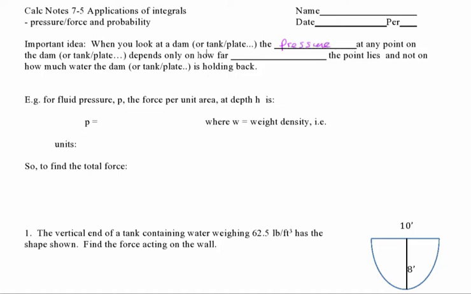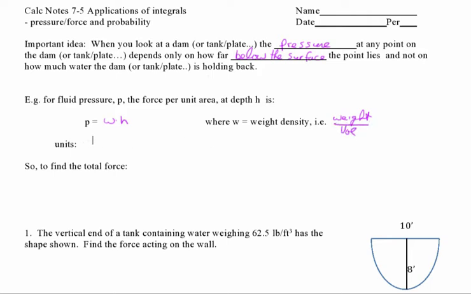at any point on the dam tank plate depends only on how far below the surface the point lies, and not on how much water the dam is holding back. All right, for example, if we look at fluid pressure, P, the force per unit area at depth H is P equals W times H, where W is the weight density, i.e. the weight divided by volume.